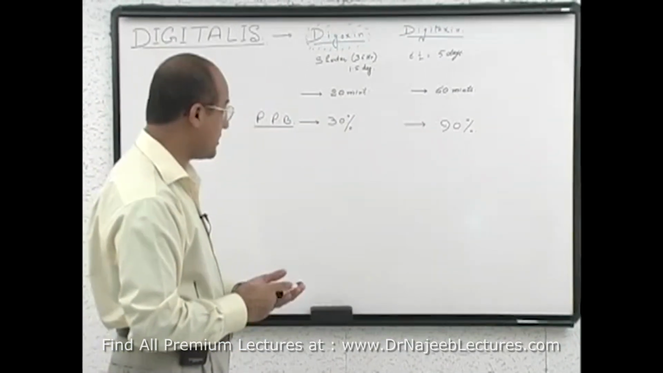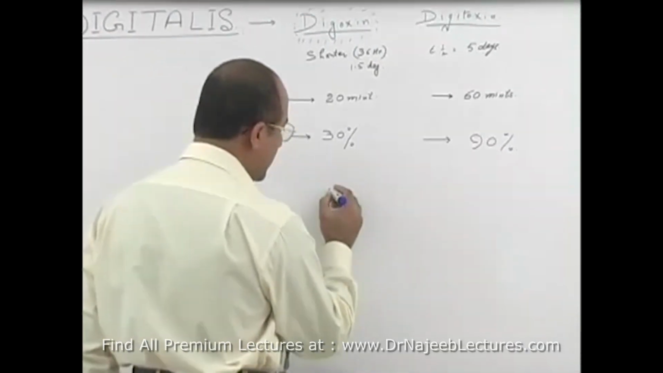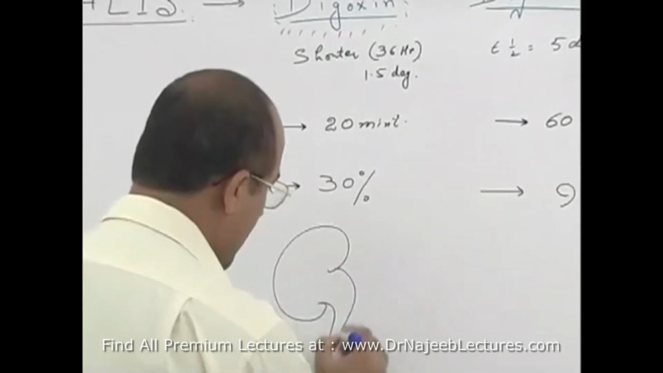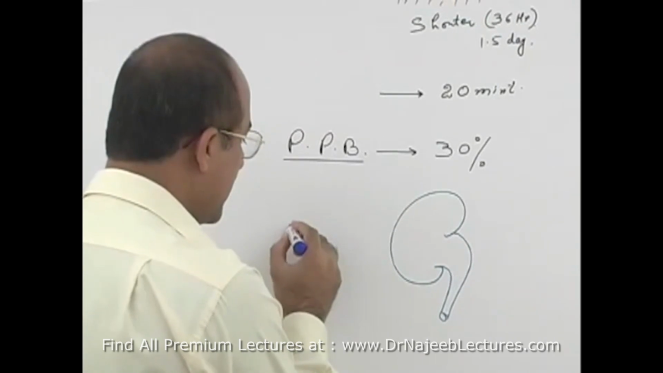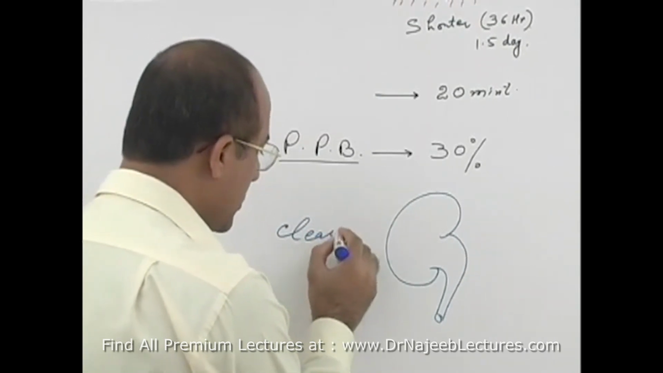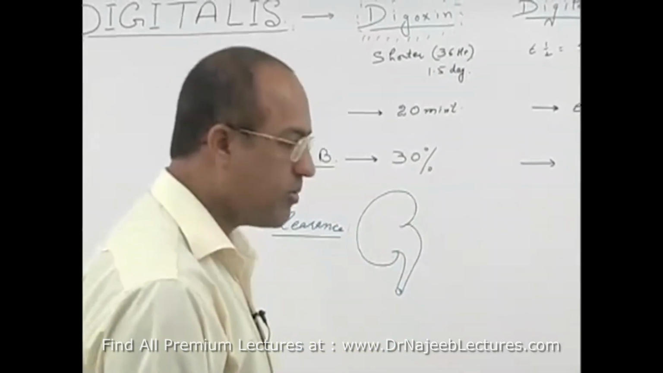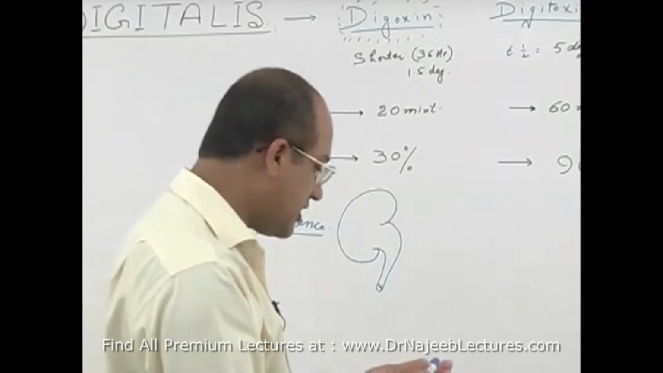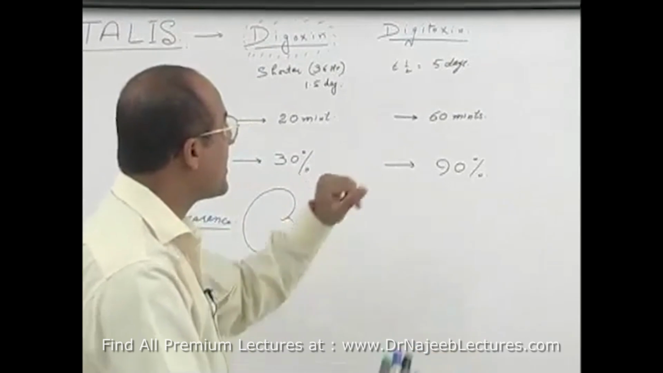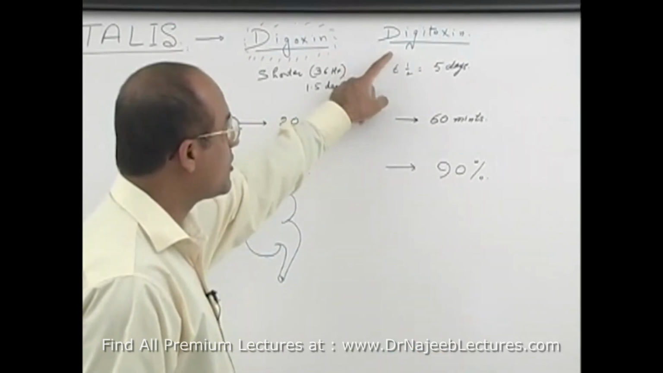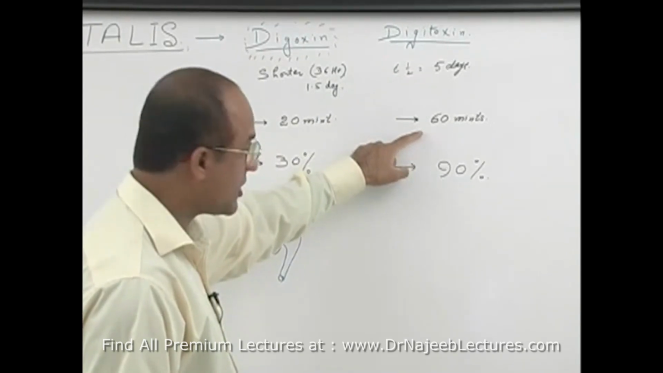And then there's a very important difference. Digoxin goes out through the renal pathway. It is freely filtered in glomeruli. But digitoxin has longer spelling. So you have to remember, digitoxin has longer spellings, so it has longer half-life. It takes longer time to start its action.